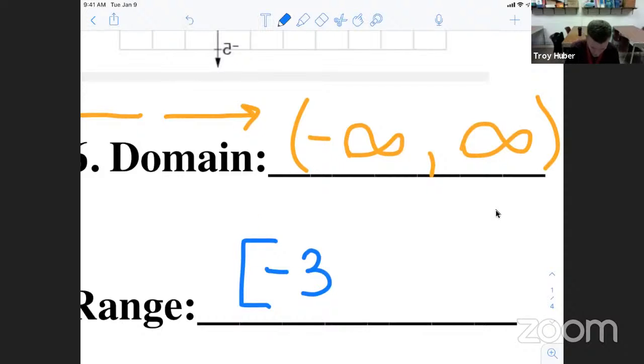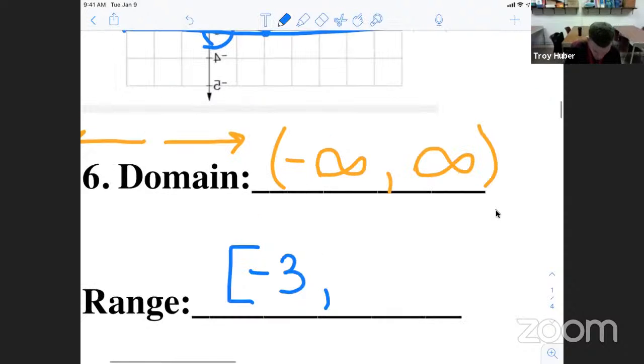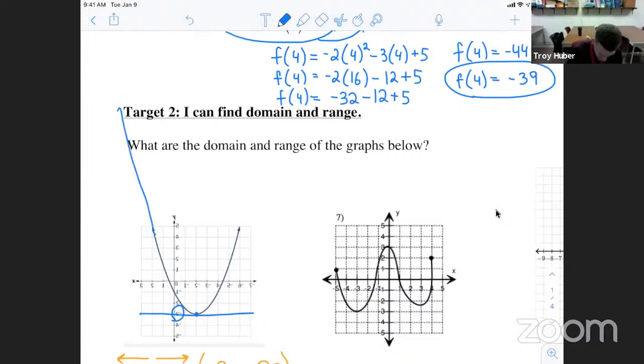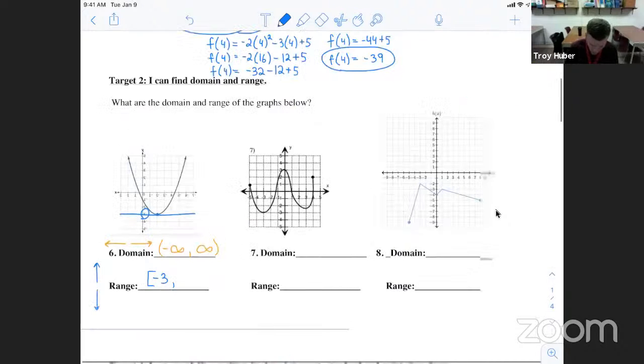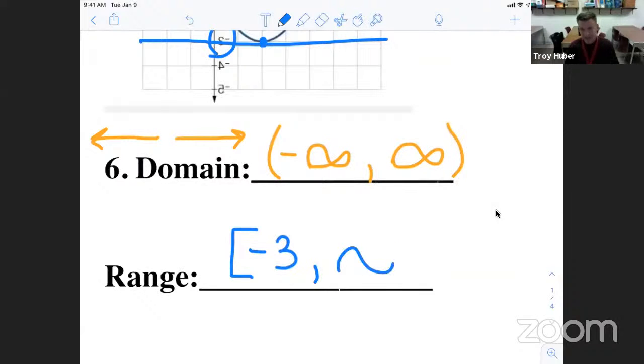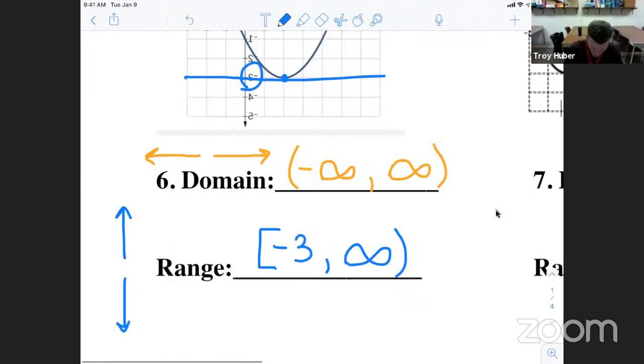And then we have to say, what does it go up to? This graph really goes up forever and ever and ever. So we'll just say to infinity. And again, with infinity, it can't actually be on infinity, so we use that parenthesis. All right, let's try a couple more.